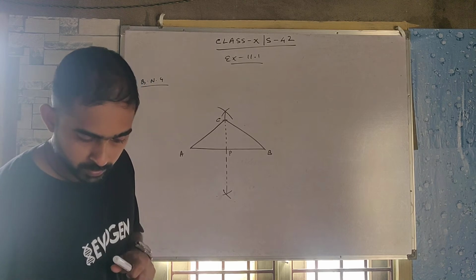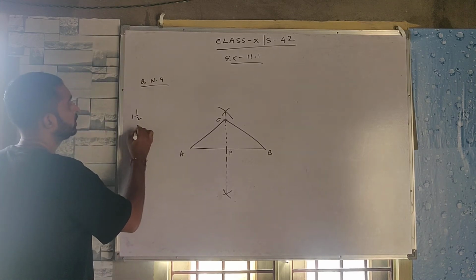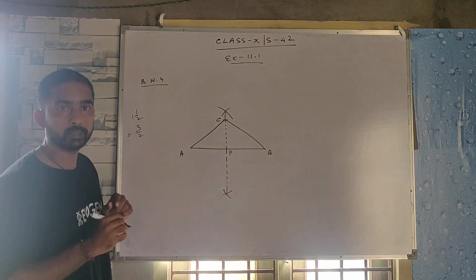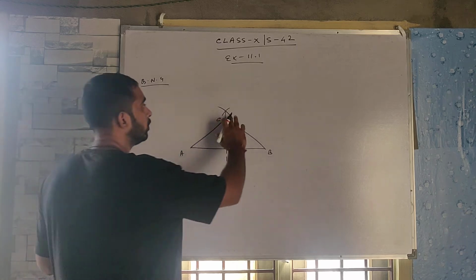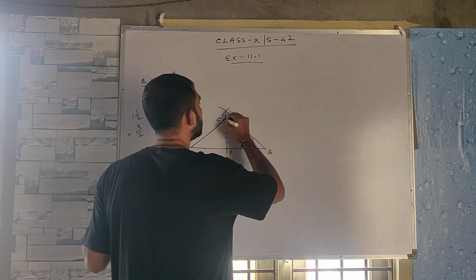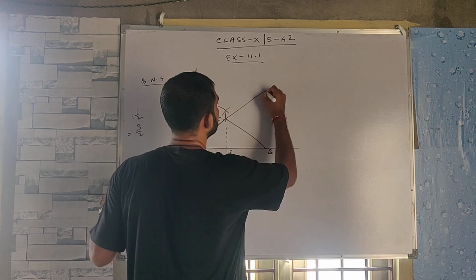Now see, what is the ratio? The ratio is 3/2. 3/2 is more than 1, so it is an improper fraction. So the new triangle will be greater than the given triangle. So we have to extend this on either side.